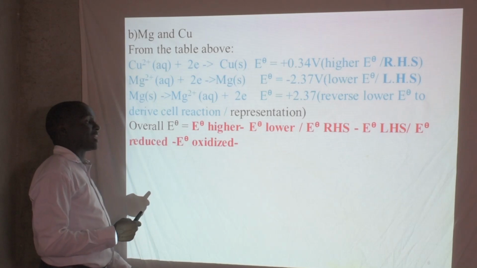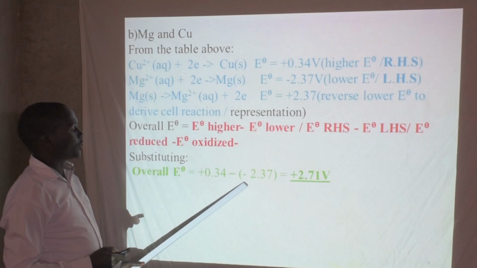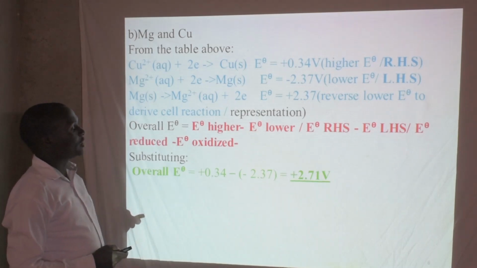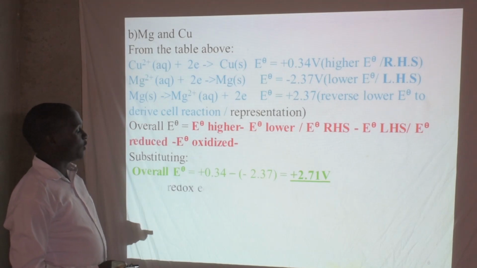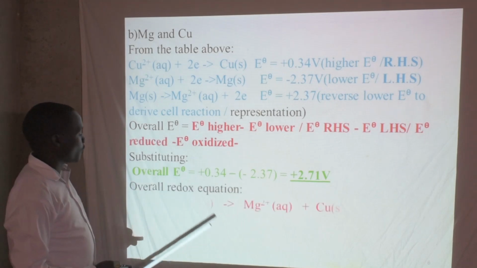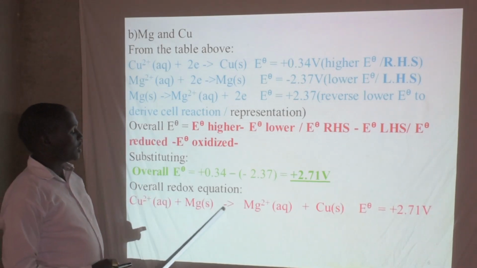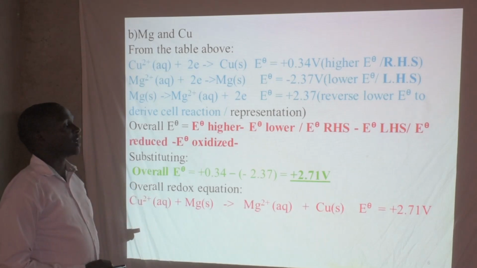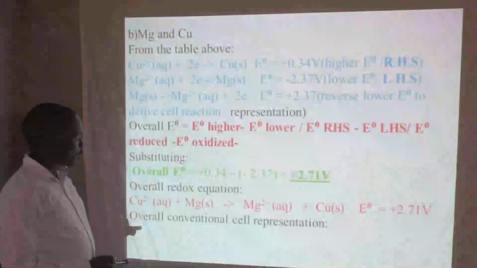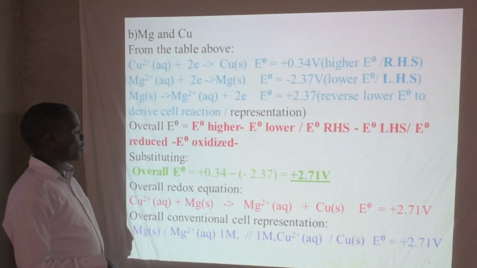So if you say E on the right hand side minus E on the left hand side, you will get the same. Substituting this, we get the E naught value here to be 2.71 volts. So the overall redox equation is: copper ions plus magnesium metal gives us magnesium ions plus copper solid, with an E naught value of 2.71 volts.